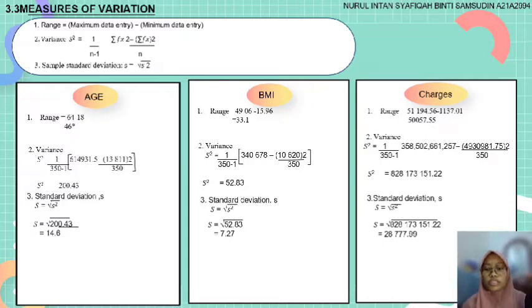And last, for charges, the range is 50,057.55. Variance is 828,173,151.22 and the standard deviation of charges is 28,777.99.